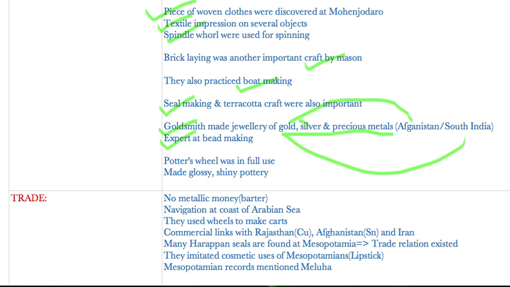Then the potter's wheel was in full use, and they used to make pots having glossy, shiny surfaces. Geometrical designs were there, and some motifs of animals were found.